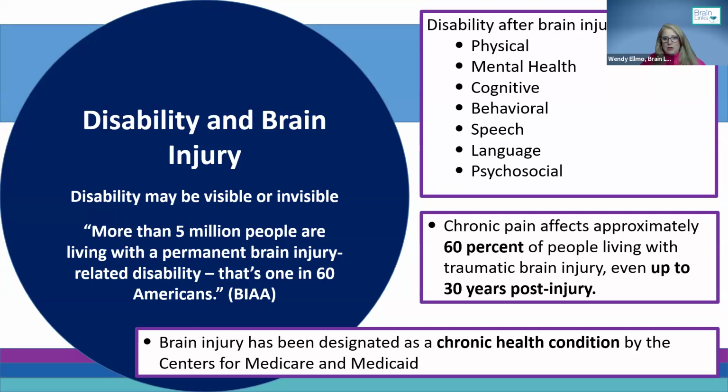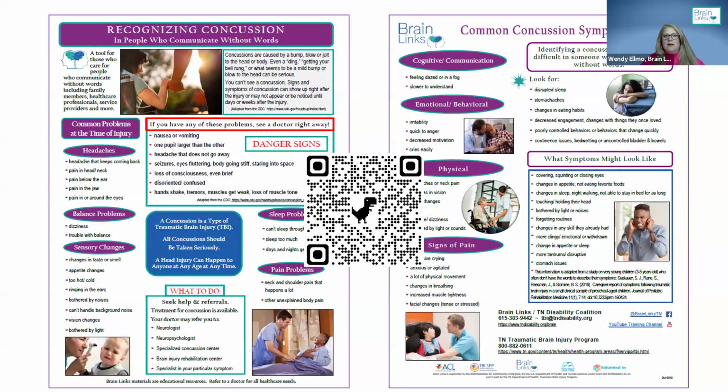And I just want to share one document that we developed at Brain Links. This came from our work with DIDD, the Department of Intellectual and Developmental Disabilities, because we would get the question of, how are you going to use these signs and symptoms tools that we have for each age, but my person doesn't communicate with words? What are we going to do? What are we going to look at? And that just makes it more complicated.